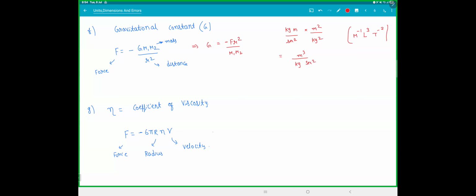Again, same story here. So here eta will be proportional to force divided by 6 and pi, which don't have any dimension. So r into v. Force is kg meter per second square. Radius is 1 by meter. Velocity is 1 by meter per second. So 1 meter cancels. So kg meter second. This is M power 1, L power minus 1, T power minus 1.